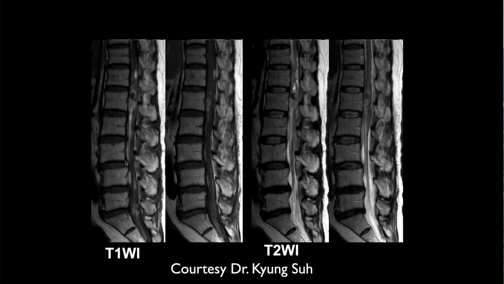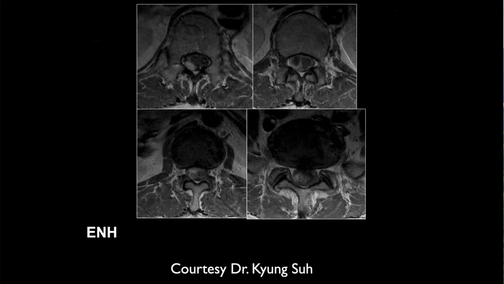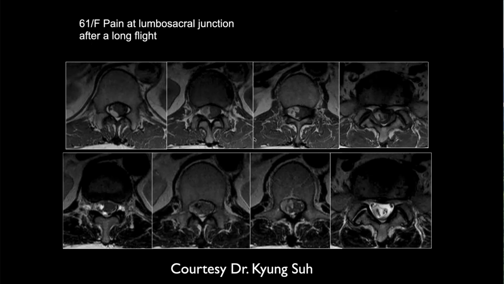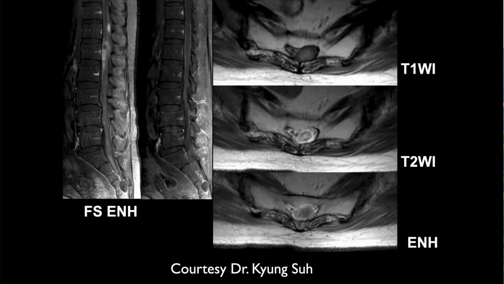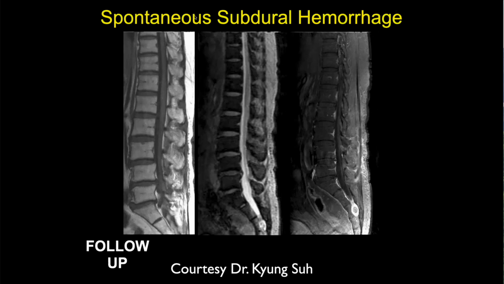And here, there's a little spondylolisthesis. And then at L5-S1, maybe there's retrolisthesis. I'm not sure. What's your opinion, John? Well, I think what we're seeing here is hemorrhage into the spine. The question is, what space is it in? And this was a spontaneous subdural hemorrhage.